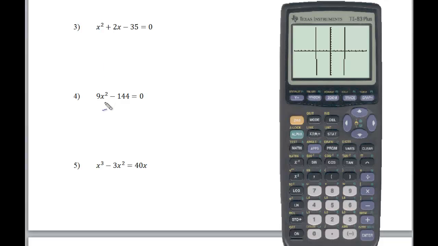Now this happens to be a difference of squares, and so this would be 3x plus 12, and this would be 3x minus 12. I identified that at the beginning because there were 2 terms. The x squared was perfectly rootable, and so are 9 and 144. And the difference of squares gives me this. So I'm going to have 3x plus 12 equals 0, and 3x minus 12 equals 0.